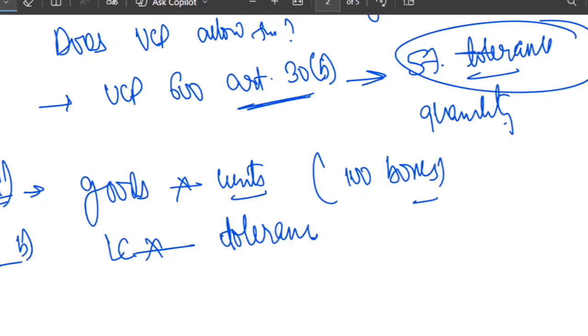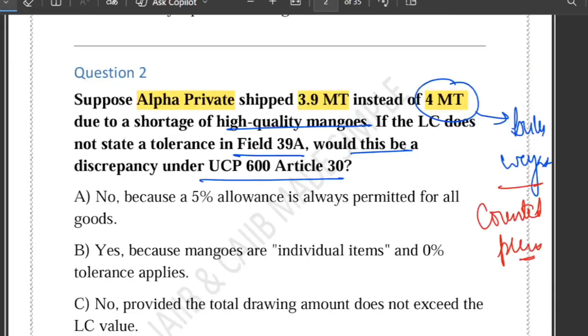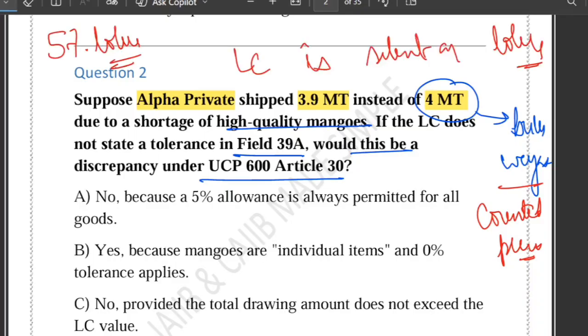Now in this particular case, you can see this 4 metric ton is a bulk weight, isn't it? First of all, try to understand: this 4 metric ton is a bulk weight. This is not a counted piece, right? Now, the LC is clearly silent on tolerance. So obviously 5% tolerance will apply.